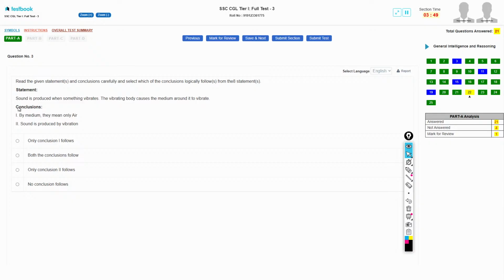Sound is produced when something vibrates. The vibrating body causes the medium around it to vibrate. Okay. So conclusion says by medium, they mean only air. No, not necessarily. Sound is produced by vibration. Yeah, so only conclusion 2 follows.